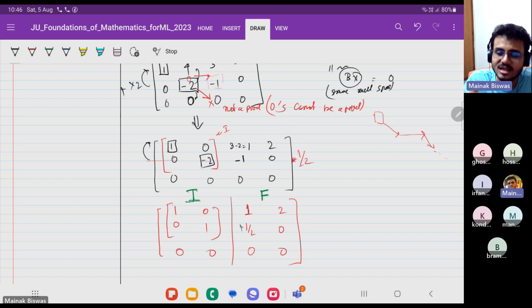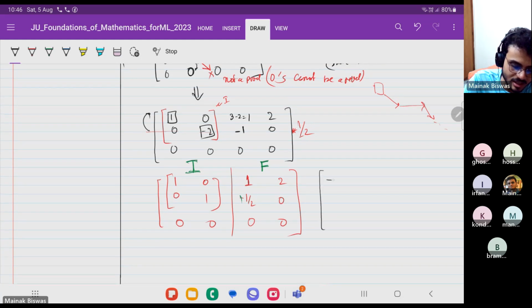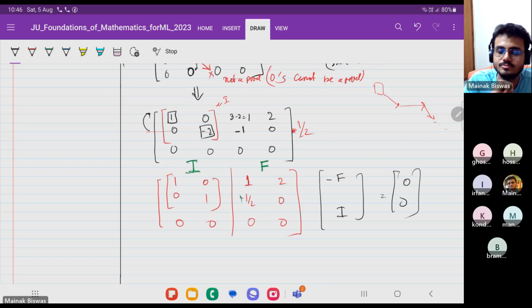So instantly I should be able to tell, I can derive block vectors such that I can get 0. Can you tell me how? So if I multiply minus F and I, am I going to get 0, 0? Yes or no? I'll show you how to get the minus F and I. You'll get a combination of vectors, right? So minus F into I is minus F plus F into I is 0.